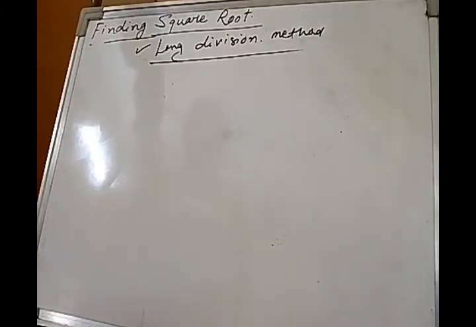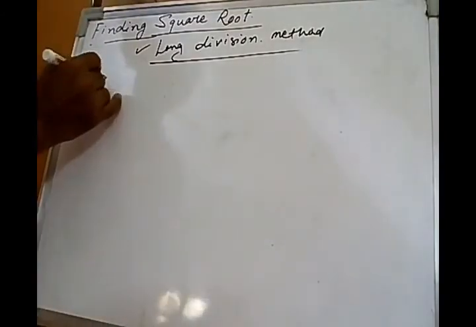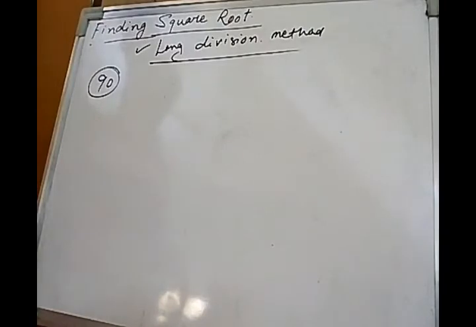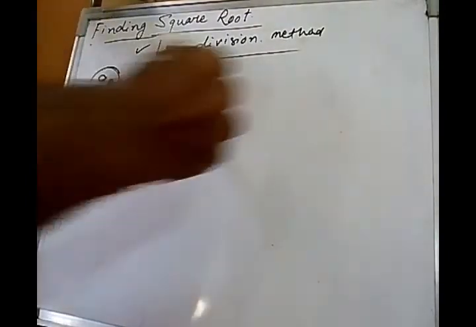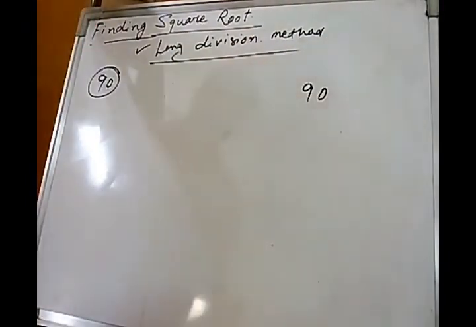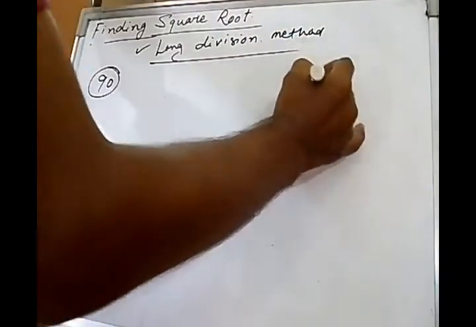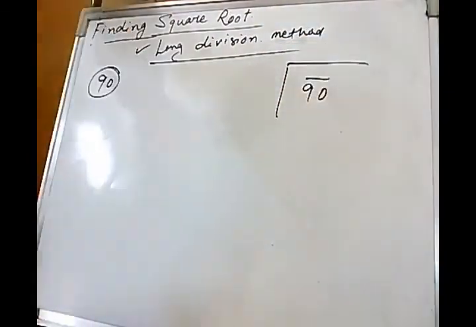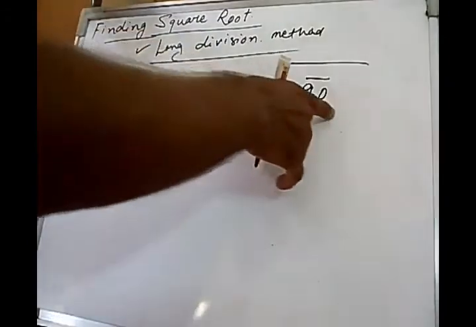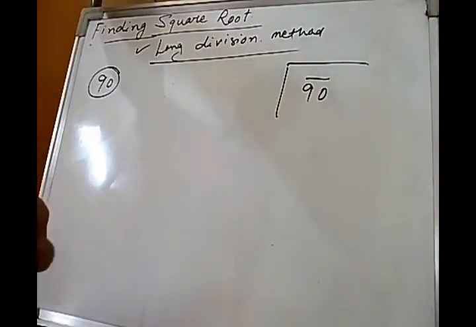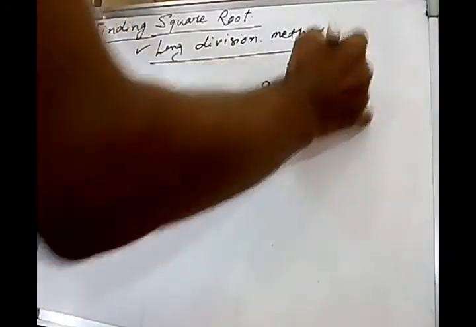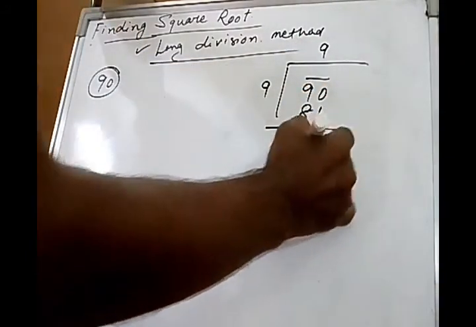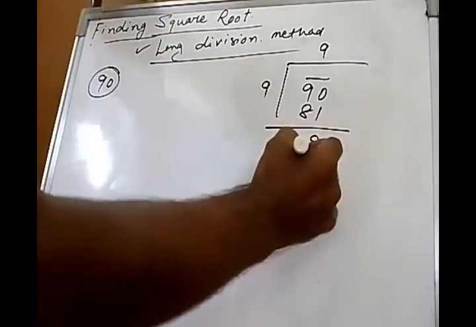Now let's take another example, 90. 90 is not a square number. First I will find out which number will be subtracted from 90 to make it a square number. So for 90 we have to do long division. So one pair. 90 is not a square number. So below 90, who is the greatest square number? That is 81. 81 is whose square? 9 square. So 9 nines are 81. 9 is remaining. So 9 is the extra amount.